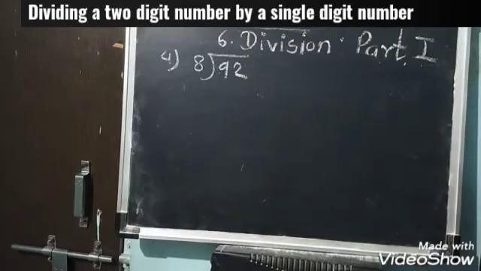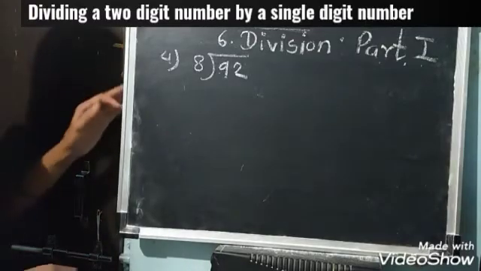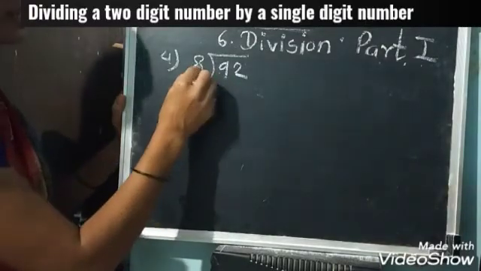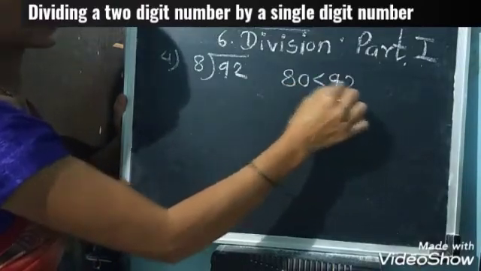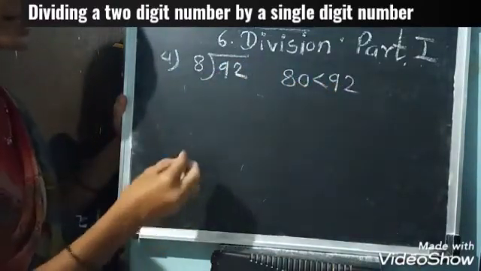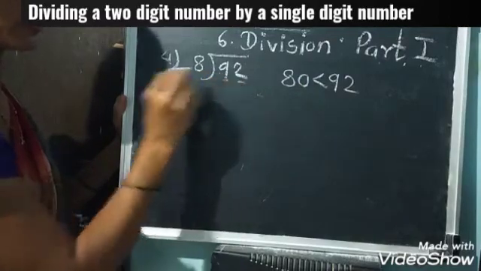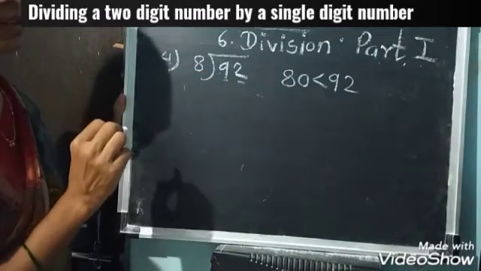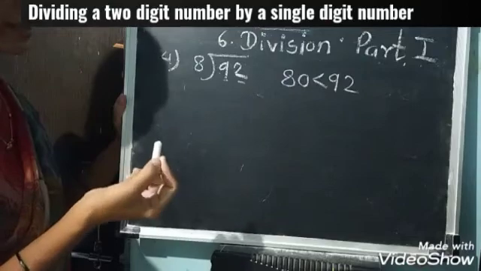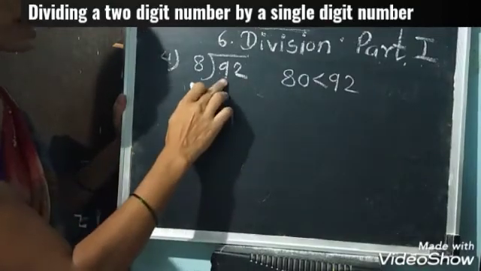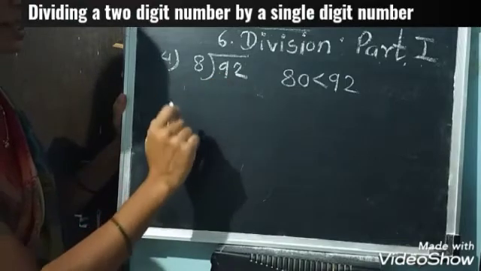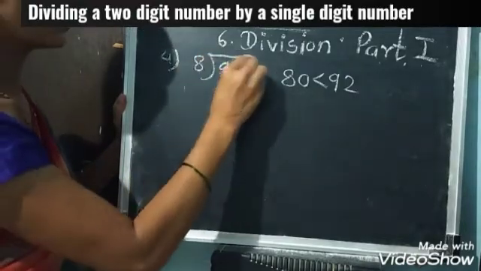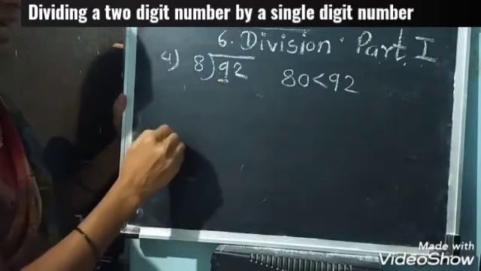Example number 4. 92 divided by 8. Can you tell me, is it pani puri or chapati? 8 tens are 80 and 92 is bigger than 80. So it is chapati. We have to do division by separating the number. First we have to separate the digit and divide it. How? See here. First consider 9.